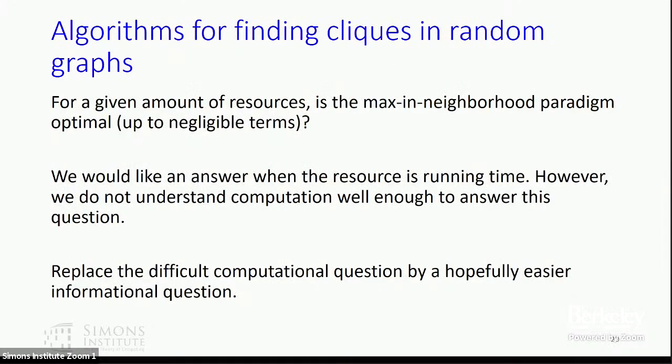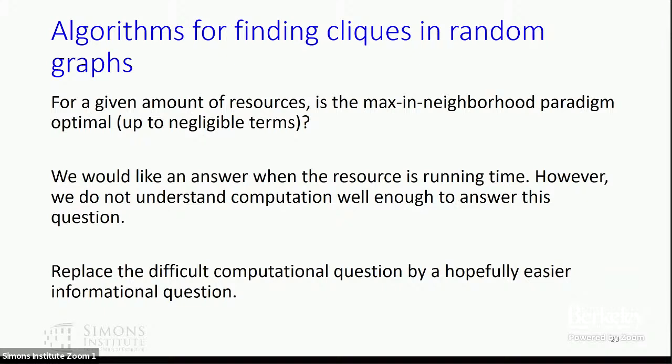So we can ask ourselves, for a given amount of resources, is this max in neighborhood paradigm optimal, let's say up to negligible terms, or can you improve upon it? We would like to answer this question when the resource is the running time, but we don't understand computation well enough to answer this question. For example, if we would prove that it's optimal, we would prove that P is different than NP. So we are far away from showing that it is optimal.